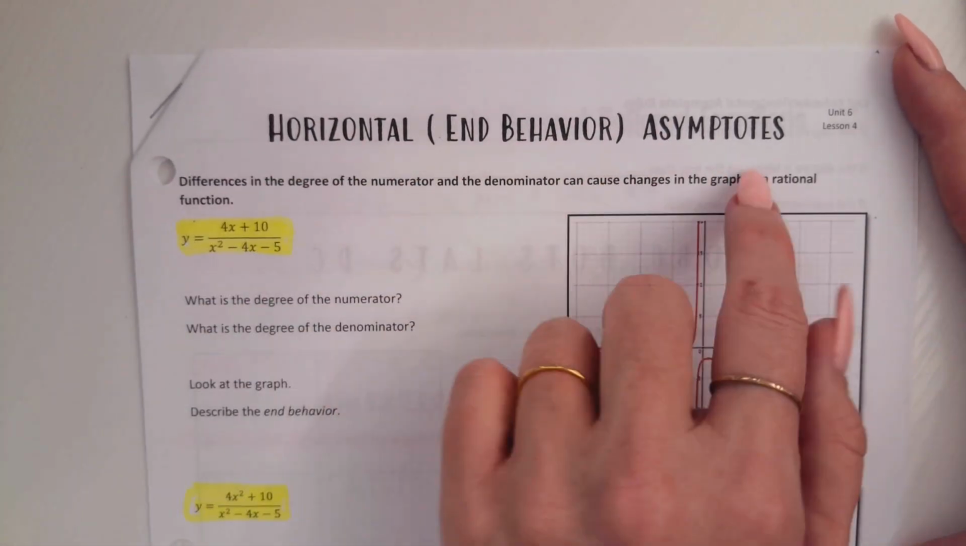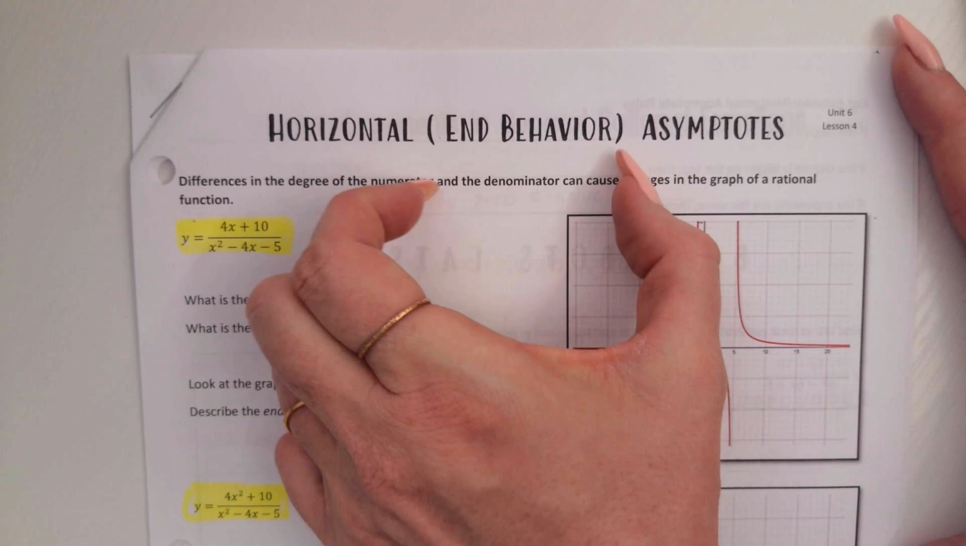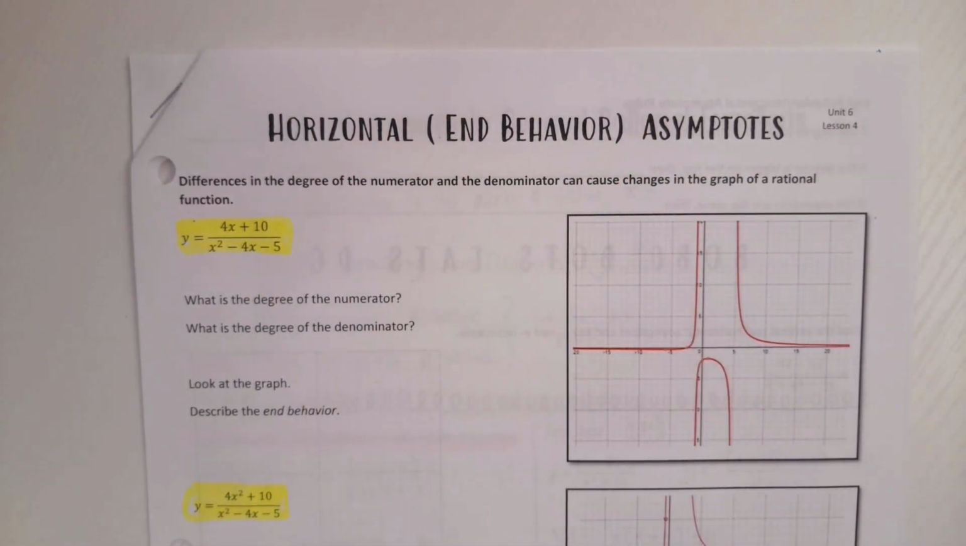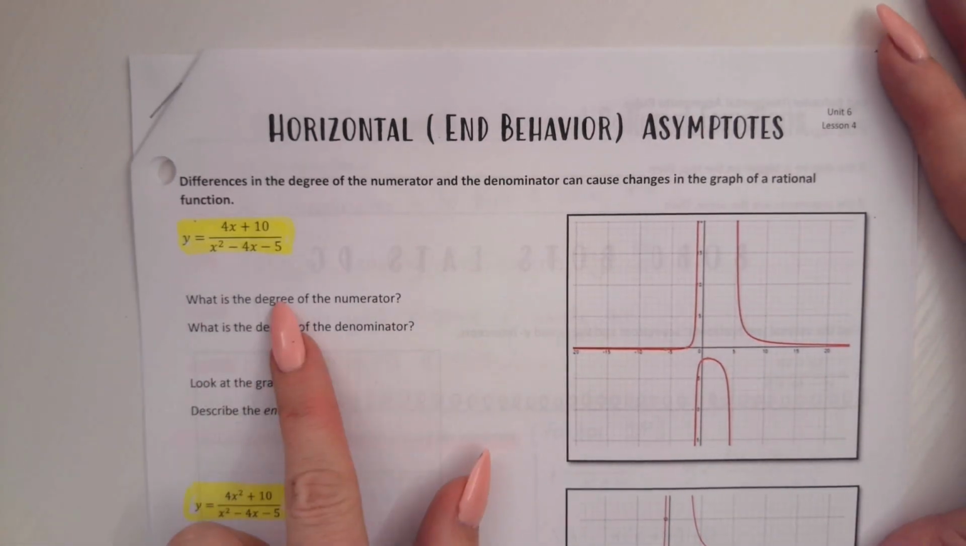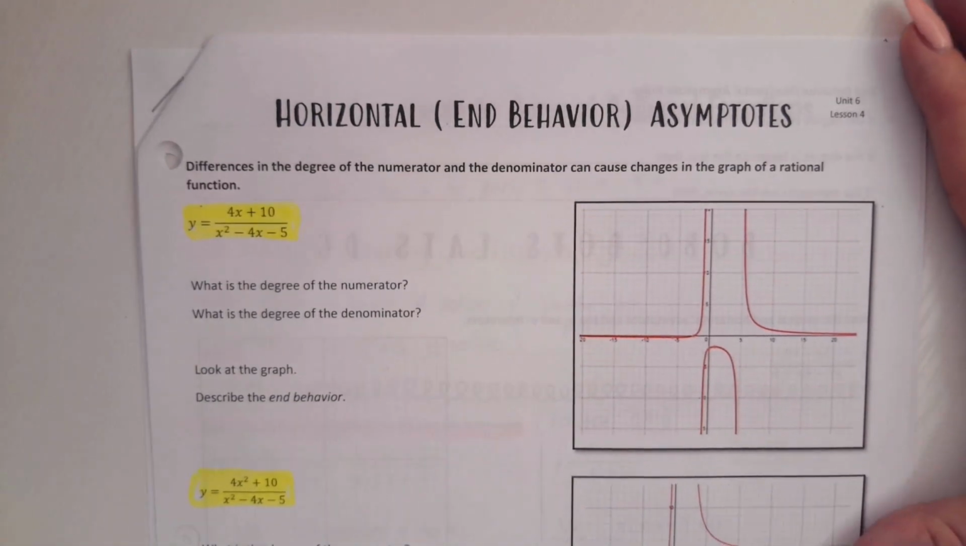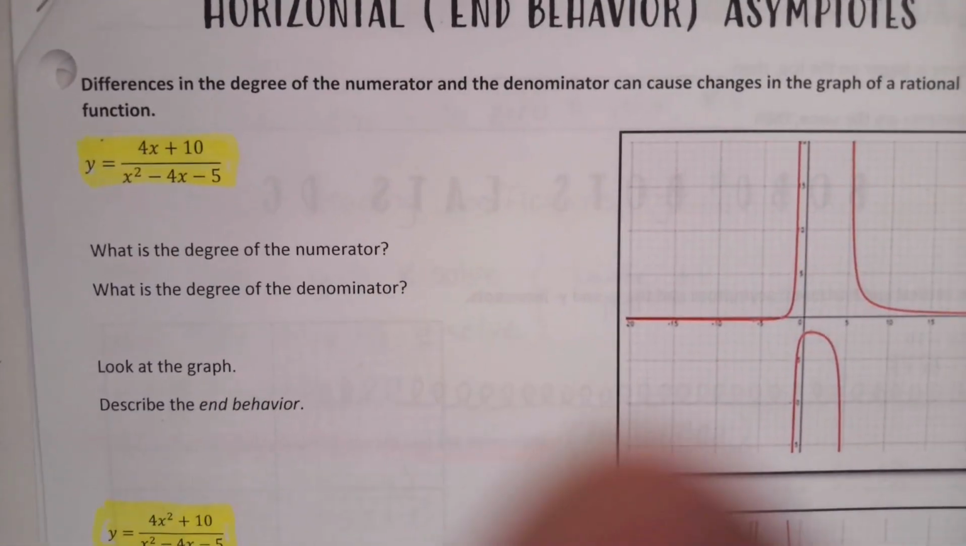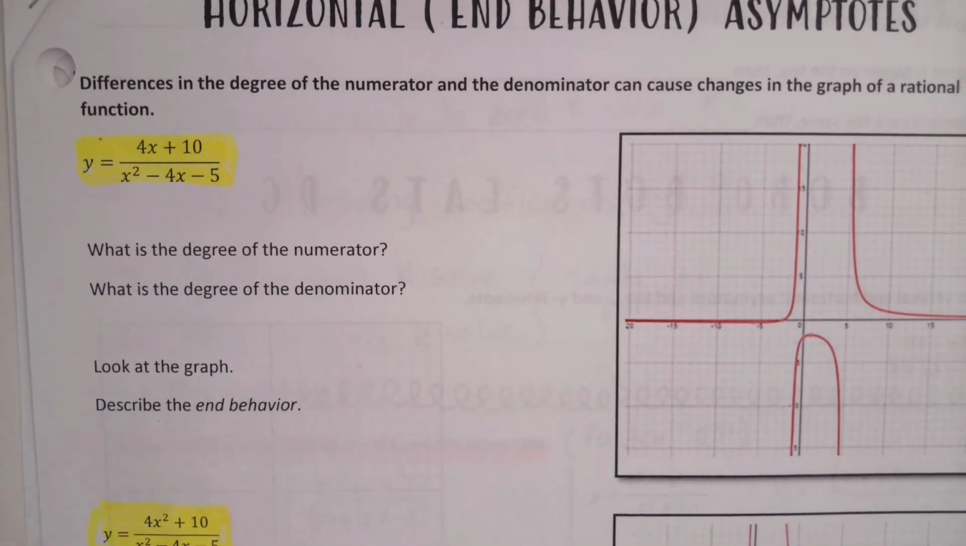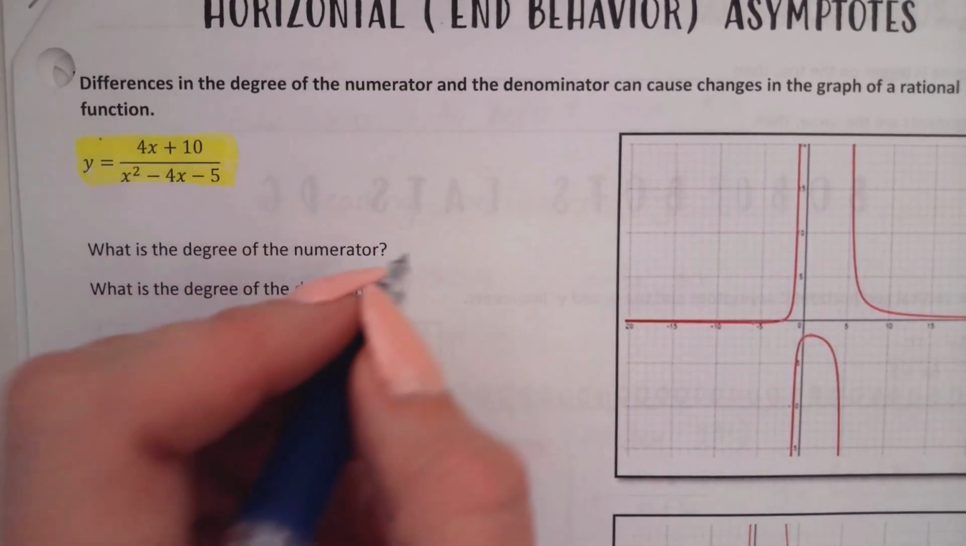Horizontal asymptotes is what this whole lesson is about. Technically, the horizontal asymptotes are describing the end behavior of the graph, like where are the two furthest ends headed to. So if we look at the first one, what is the degree of the numerator? Degree, the highest exponent in the numerator. The highest exponent, nerd. 1. The highest exponent I see in this numerator is a 1.